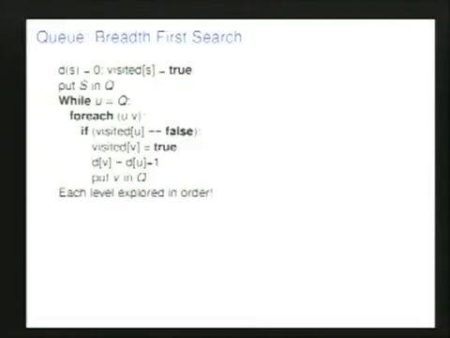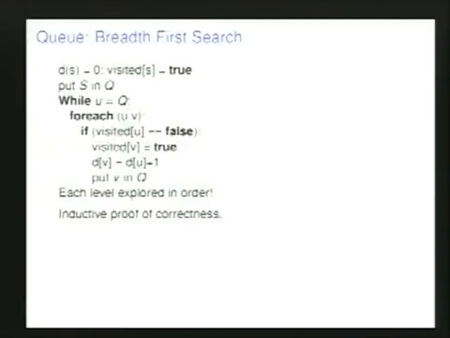So each level is explored in order. That's why this is correct. You need to argue that each level is explored. You explore all the 0 nodes, then you explore all the 1 nodes, then you explore all the 2 nodes, and so on.